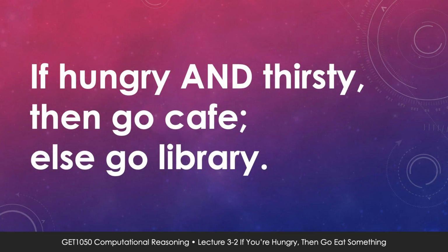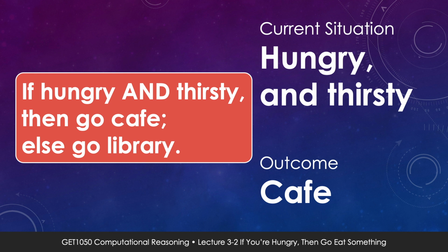Here's a slightly modified conditional. If hungry and thirsty, then go cafe. Else, go library. This is what I call the diet version of the previous conditional. When we use the AND operator, the whole condition will be true only when all the subconditions within are true. So when will you go to a cafe? Only when you're both hungry and thirsty.